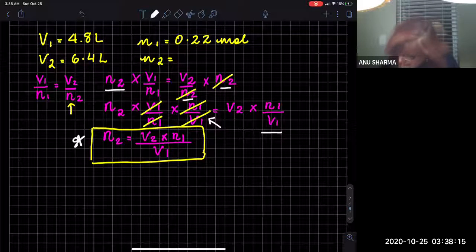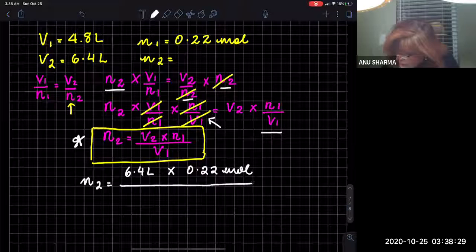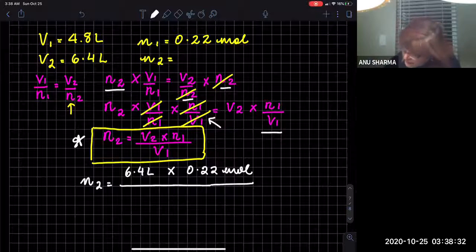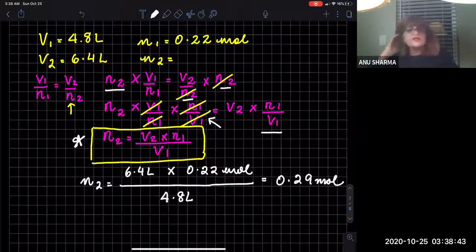So let's solve this now. N2 is equal to V2, which is 6.4 liters, times N1, which is 0.22 moles, over 4.8 liters. Okay, 4.8 liters. So when you do that, this gives you 0.29 moles. Okay, so 0.29 moles is what had made the volume 6.4. So slightly, a little bit more volume, a little bit more moles increases the volume.